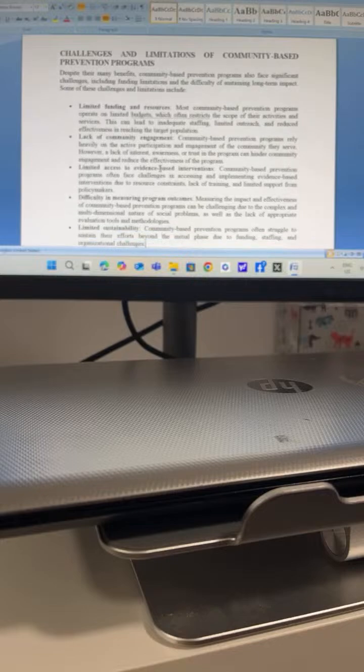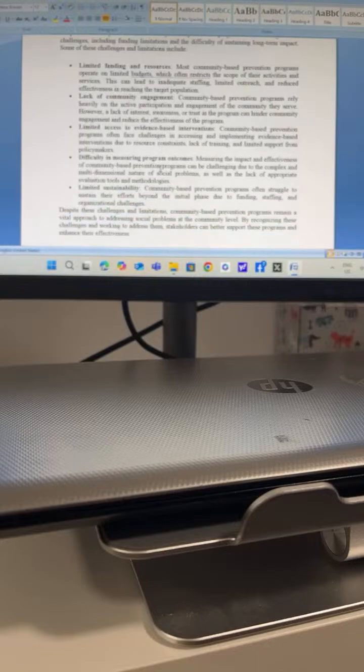Limited access to evidence-based interventions. Community-based prevention programs often face challenges in accessing and implementing evidence-based interventions due to resource constraints, lack of training, and limited support from policymakers.